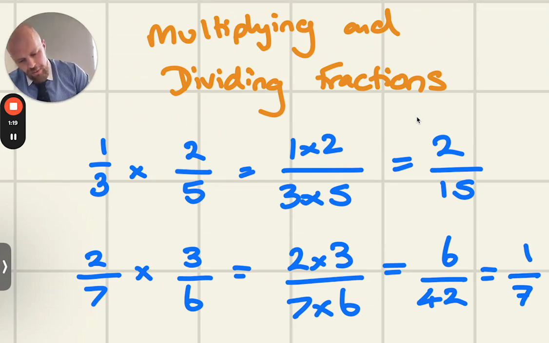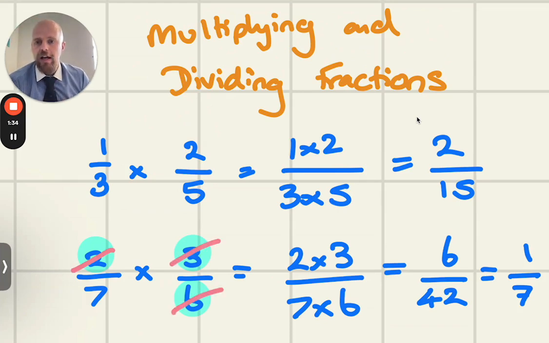Now you may have noticed something here. The 2 and the 3 gave us a 6. So the 2 and the 3 gives us 6 on the top, and we have a 6 on the bottom. So actually what we could have done, and this is a nice little trick, is we could have just cancelled the 2 and the 3 with the 6. And that would have left me with just 1 over 7.